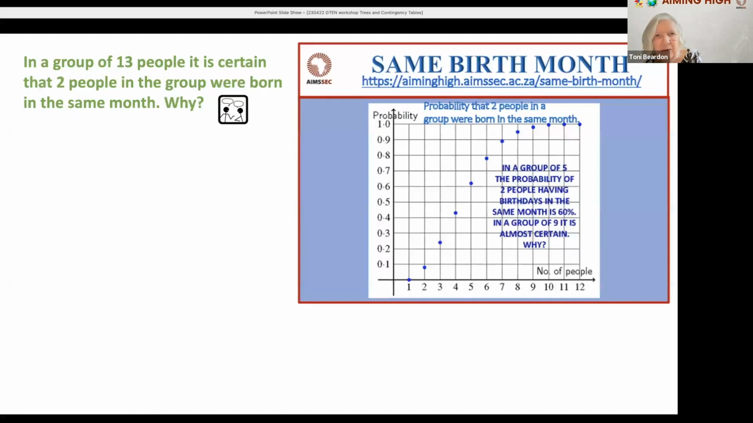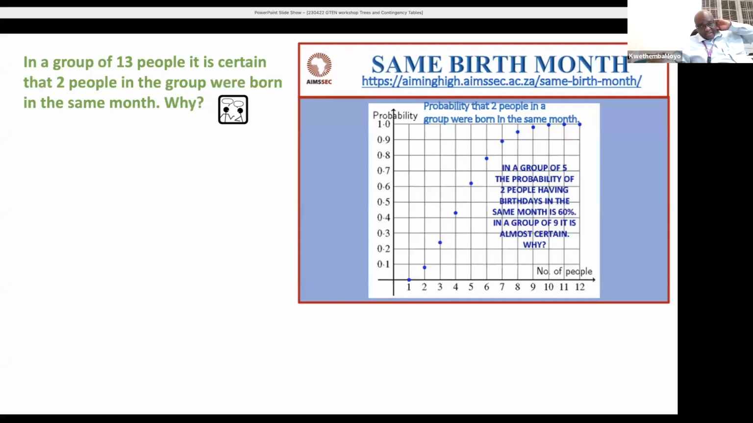So what about this problem? Temba was talking about weeks. Now we're going to talk about months of the year, in a group, and here's a graph that shows the results for groups of 1 up to 12. What's the probability that 2 have birthdays in the same month? In a group of 13 people, it is certain that 2 people in the group were born in the same month.